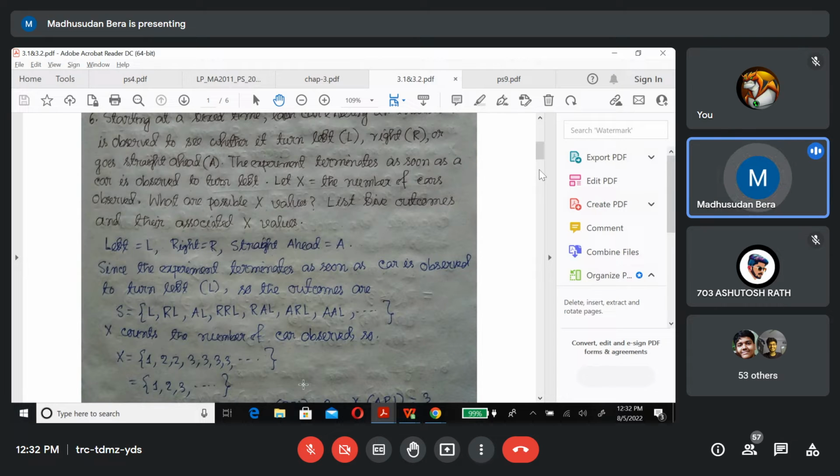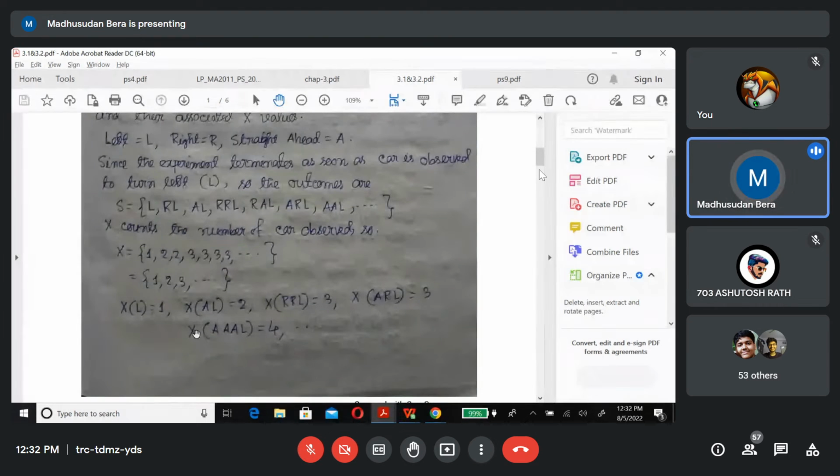Now list 5 outcomes and their associated X value. So X of L is 1, X of RL is 2, that way it is written. Is this question okay?